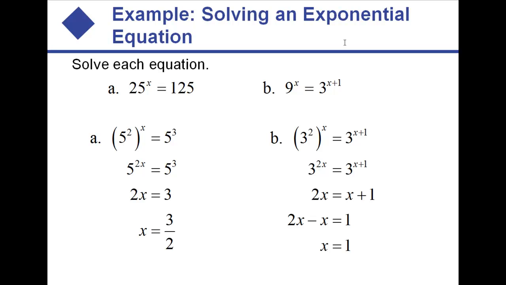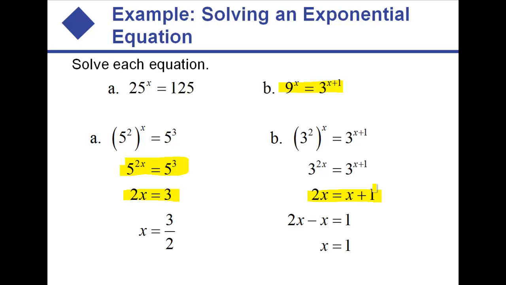They'll oftentimes try and hide it from you, but with a little manipulation you can turn 25 to the x equals 125 into a power of 5 on both sides of the equation. And once you have this situation where the bases are the same, you know the powers must be the same, so now you're just solving for the powers. Same thing over here, you rewrite 9 to the x as 3 squared to the x, which becomes 3 to the 2x, and now you're solving for powers. So that's the simplest example of exponential problems.